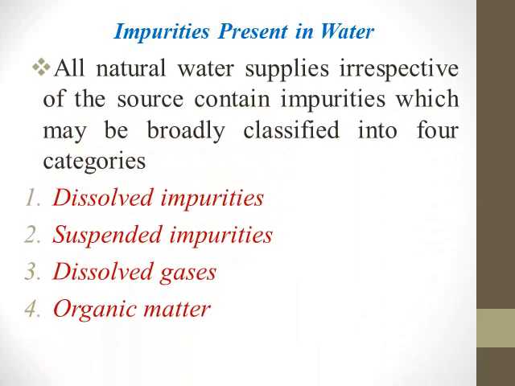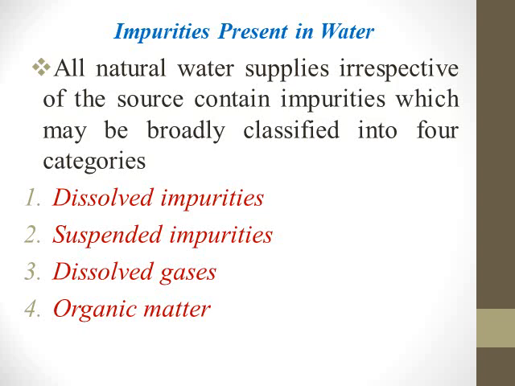In water, different levels of impurities are present. All natural water supplies, irrespective of the source, contain impurities, which may be broadly classified into four different categories. The first is impurities in the dissolved form, which are called dissolved impurities.